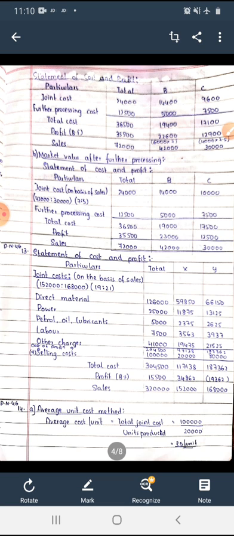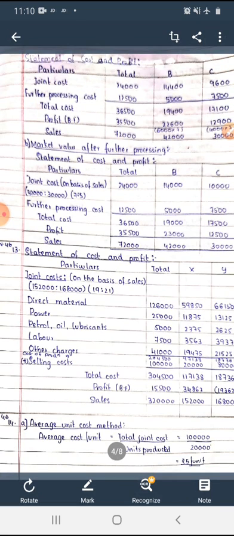Pre-separation cost is rupees 1,00,000. What do we mean by pre-separation cost? It's nothing but joint cost. First, we'll see the average unit cost method. The average cost method is nothing but total joint cost divided by number of units produced. Total joint cost is 1 lakh. Units produced are 10,000 plus 4,000 plus 6,000, which is 20,000, so it is rupees 5 per unit.